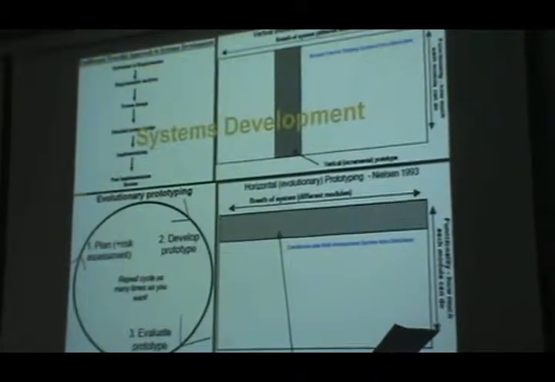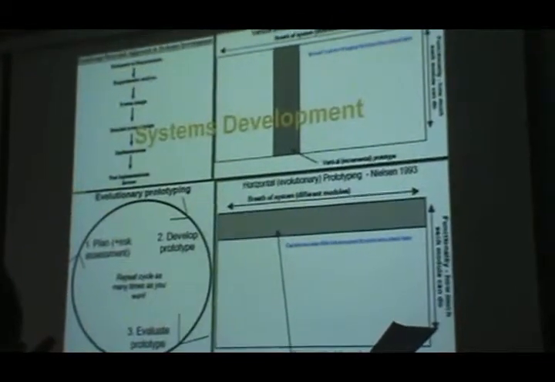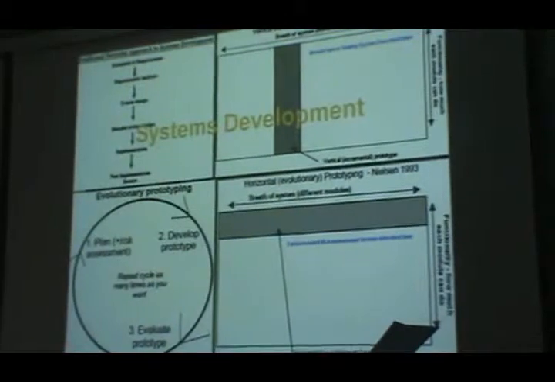To give you a brief outline, the horizontal axis refers to the various modules of a system. And the vertical axis refers to the functionality of the system. So this is vertical prototyping, this is horizontal prototyping.